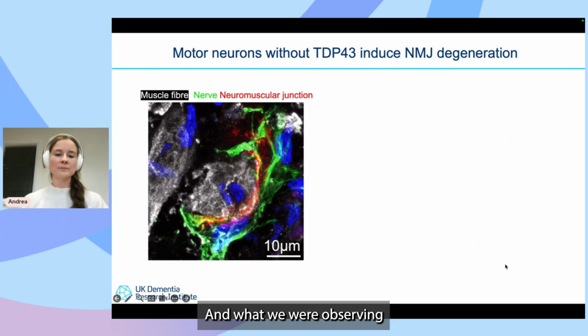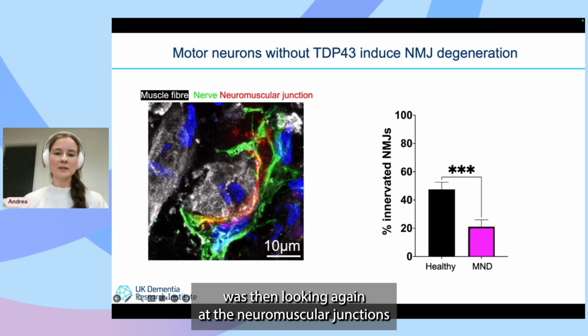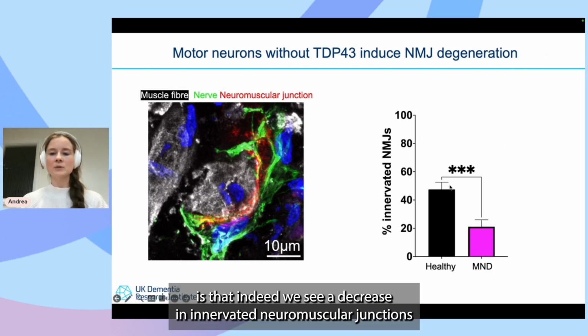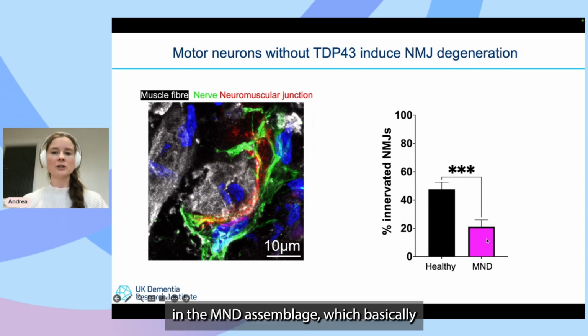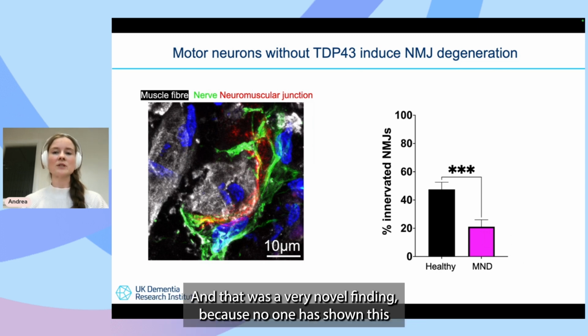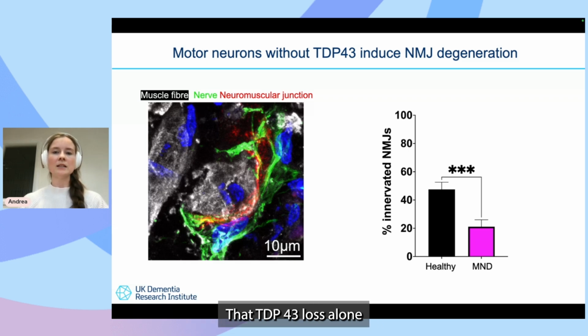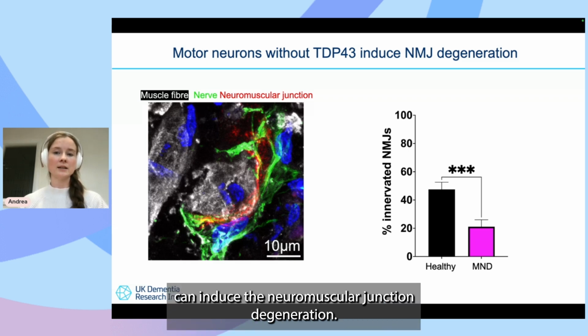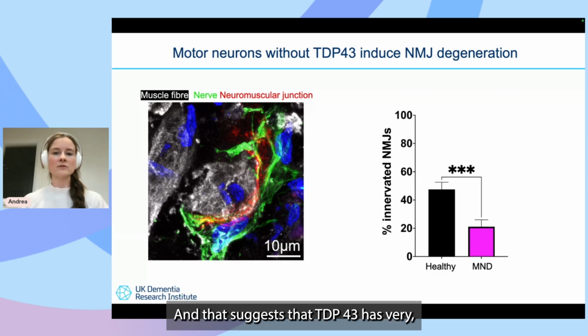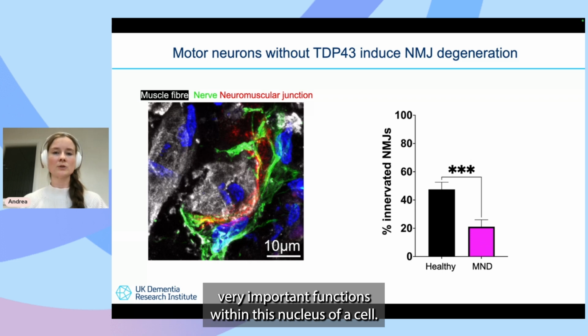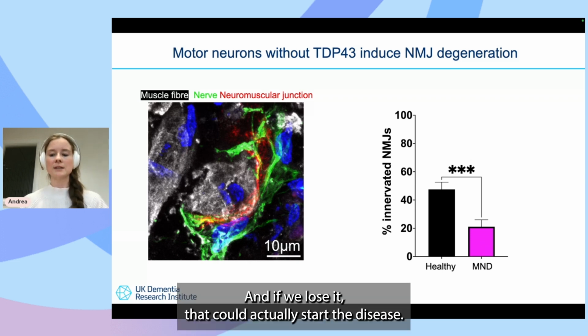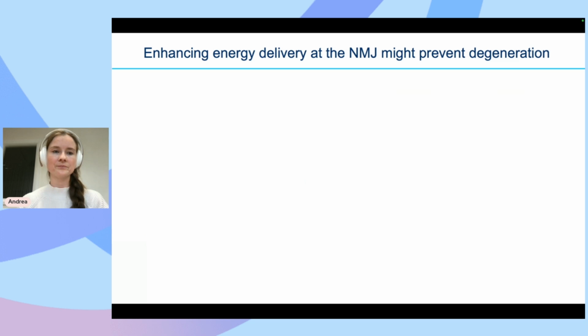And what we were observing, looking again at the neuromuscular junctions, is that indeed we see a decrease in innervated neuromuscular junctions in the MND assembloid, which basically recapitulates what we see in the patient. And that was a very novel finding because no one has shown this in a human system before, that TDP43 loss alone can induce the neuromuscular junction degeneration. And that suggests that TDP43 has very, very important functions within this nucleus of a cell. And if we lose it, that could actually start the disease.